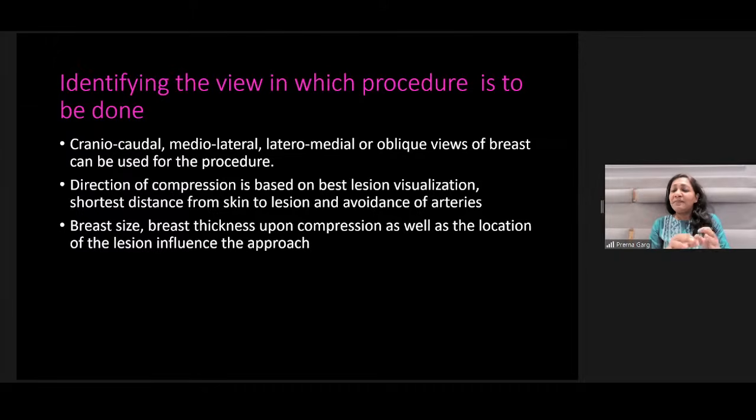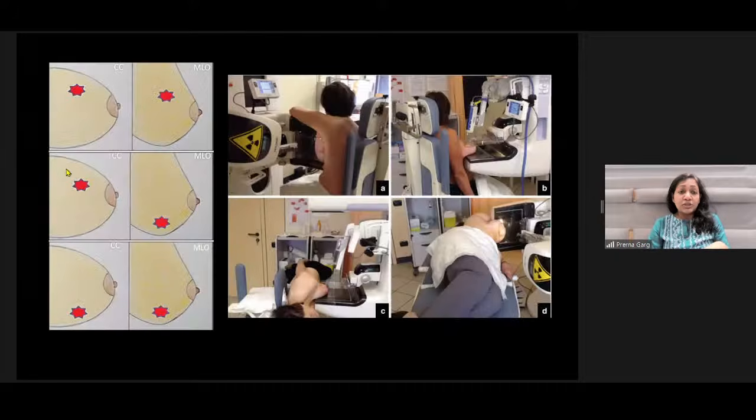And the direction of compression is based on the breast, the visualization of the lesion, the location of the lesion, and the size of the breast. I will just tell you with a few examples. Suppose we see that there is a lesion in the upper outer quadrant. In the CC view, the distance from the lesion to the outer edge of the skin is the least. So the biopsy window should be lateral, and the needle should enter from the lateral side in the upper outer quadrant region.